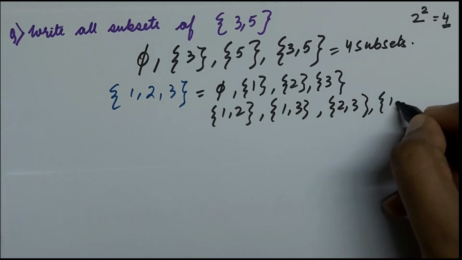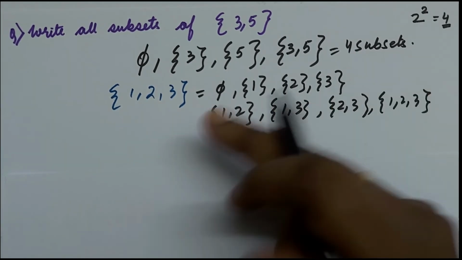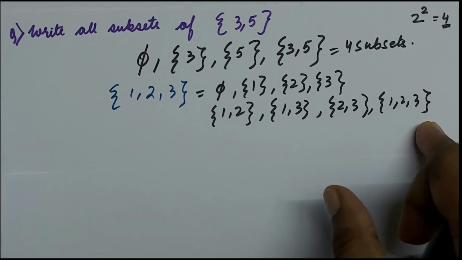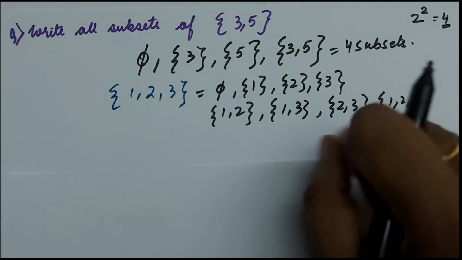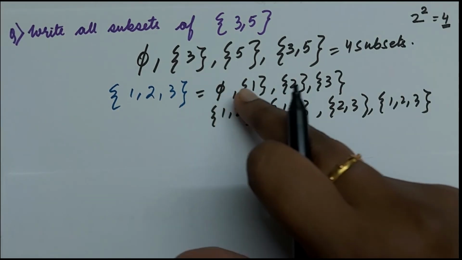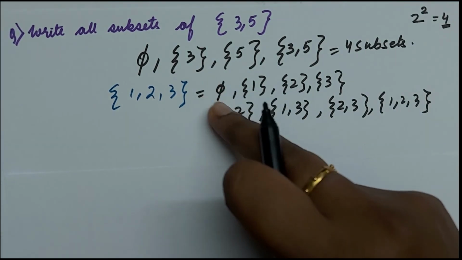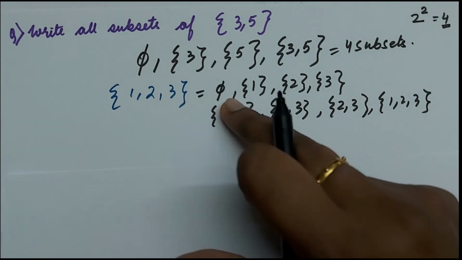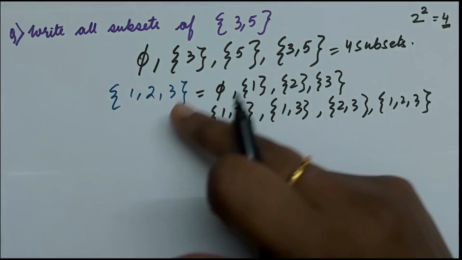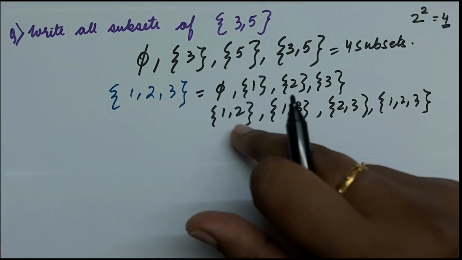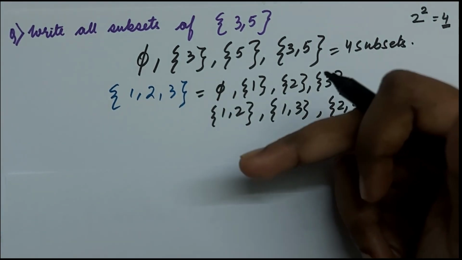Then {1, 2, 3} again. The set is a subset of itself. So 1, 2, 3, 4, 5, 6, 7, 8. So we have got the 8 subsets. So you have to write the empty set, because the empty set is a part of all the sets. Then you separate the elements and put them in curly brackets. Then get the combinations. {1, 2} is the same as {2, 1}, so we will not repeat the subsets.